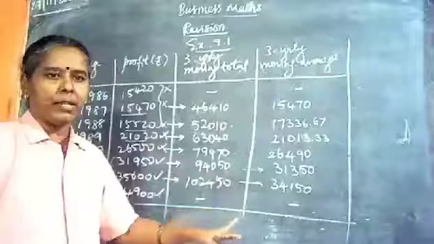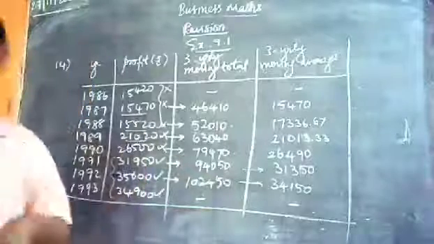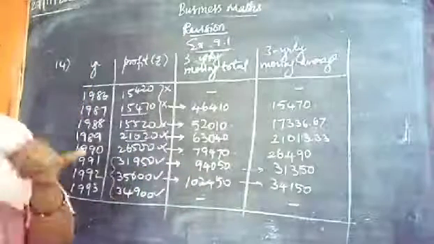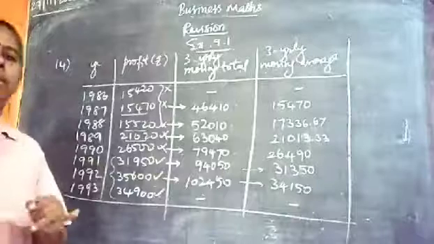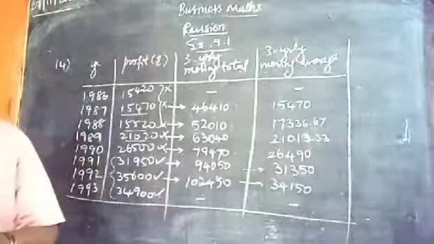If you forget to give the dash, you will definitely lose marks. Okay? Okay, ma. So 3 yearly moving average, any doubt? No, miss. No. Let us move to the next question.